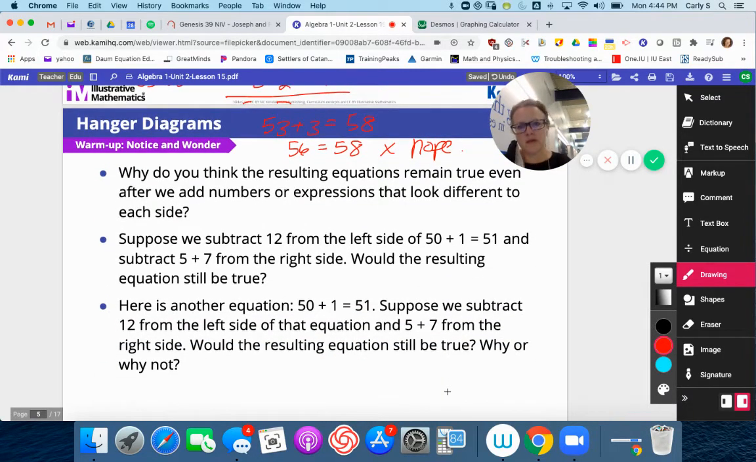All right, so why do you think the resulting equations remain true even after we add numbers or expressions that look different to each side? They may look different, but they're actually the same.